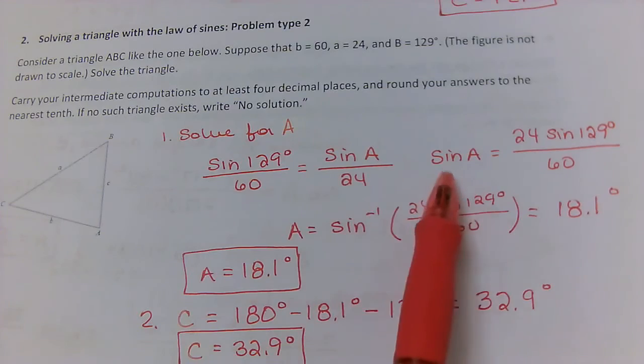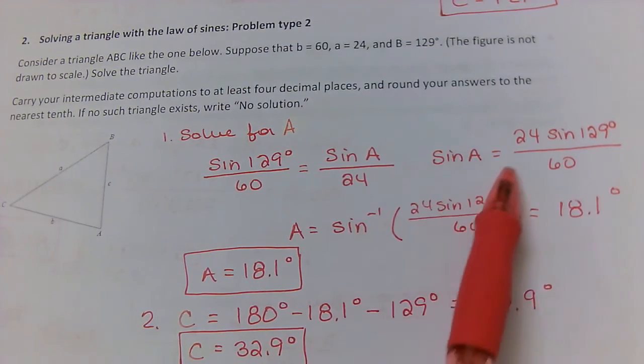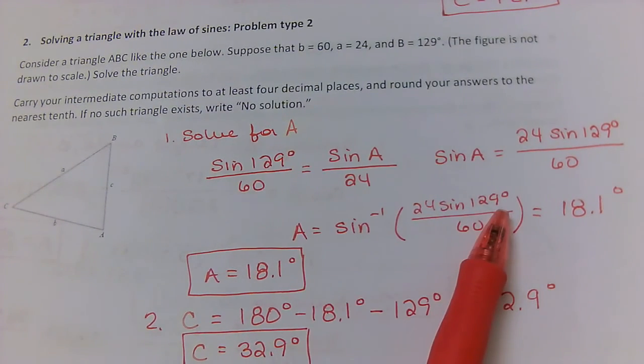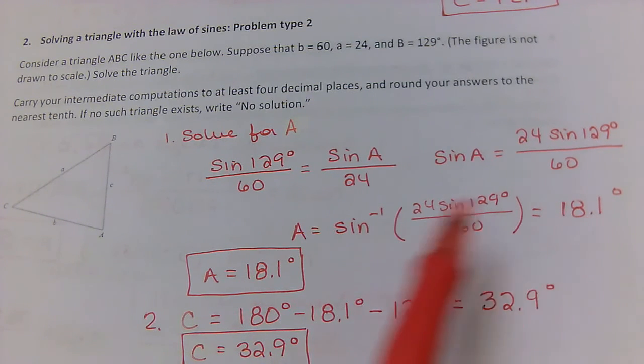Bat and ball, 24 sine of 129 divided by 60. Okay. Remember, you can't solve for A like this. You have to take that sine and take the inverse, bring it over to the other side, and then you can put this ratio in the calculator, and you should get angle A is 18.1 degrees. Make sure you're in degree mode.